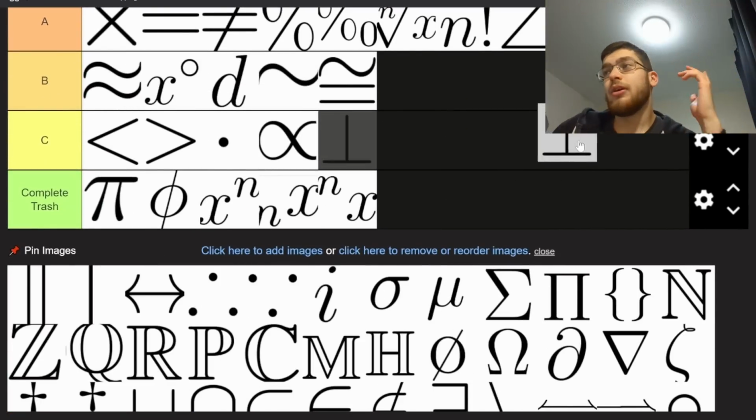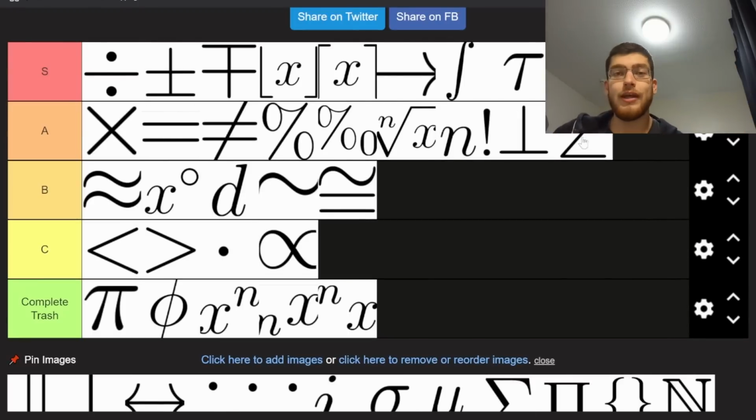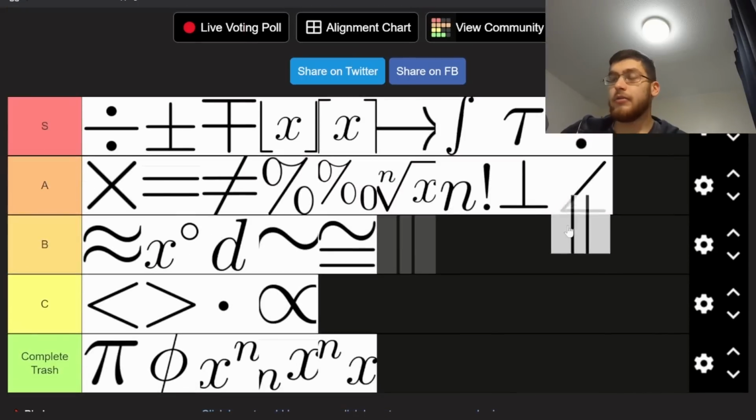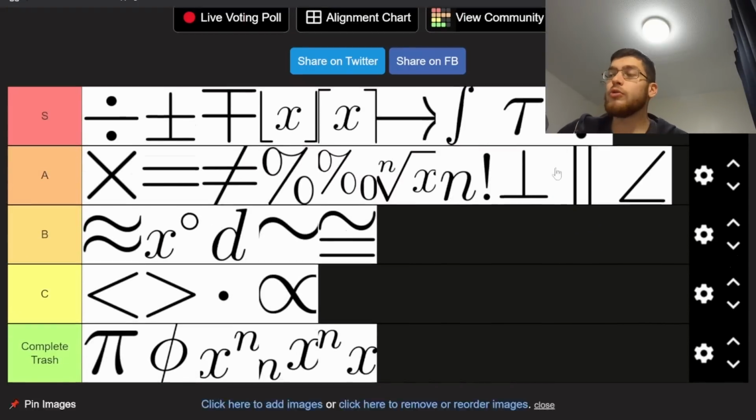Perpendicular to. I mean, look at it. Boom, you've got two perpendicular lines. And you can't use a plus symbol because that's already taken. So yeah, and then parallel, two parallel lines. It makes so much sense.